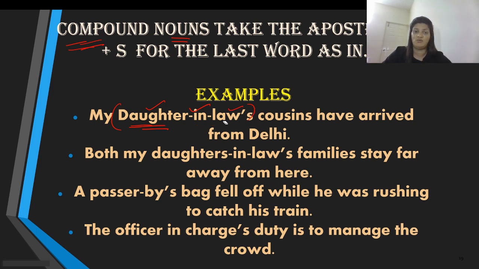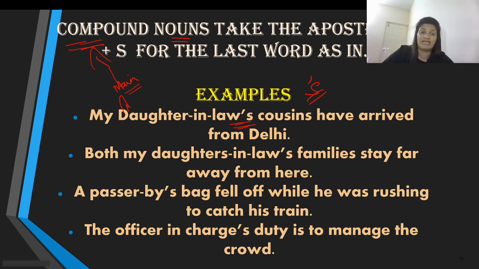So the question is, how are you going to show possession when it is a compound noun? Well, it is definitely going to take the basic rule of apostrophe and then letter S, but where? The answer is at the end. Now, this is your principal word, the main word of your compound noun, but the apostrophe is supposed to be added at the end and not with the principal word.